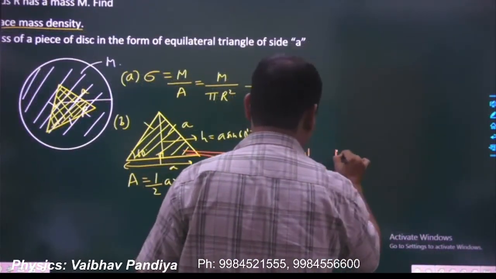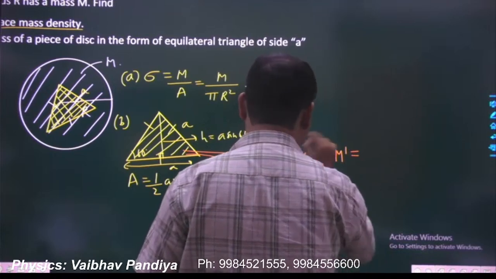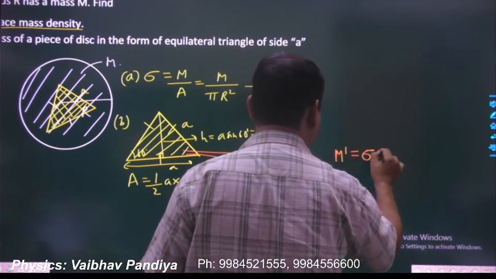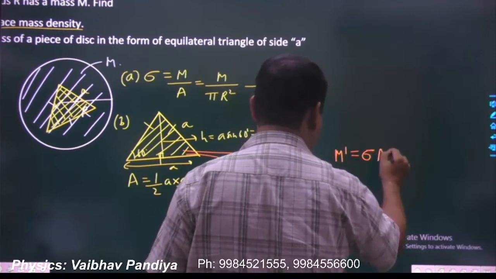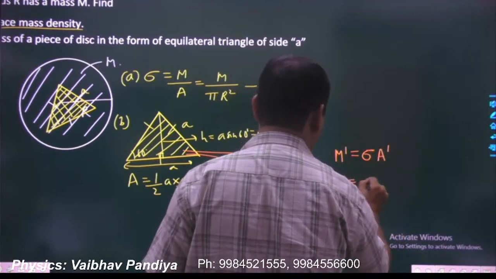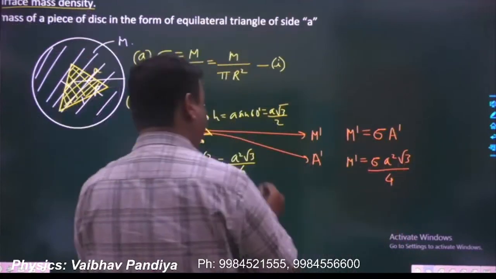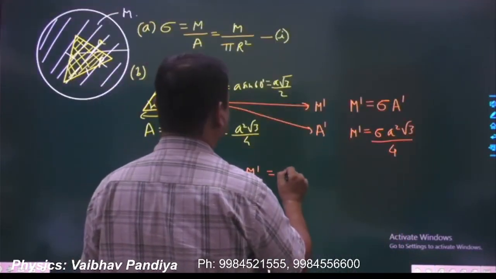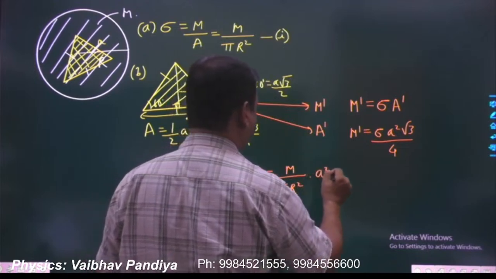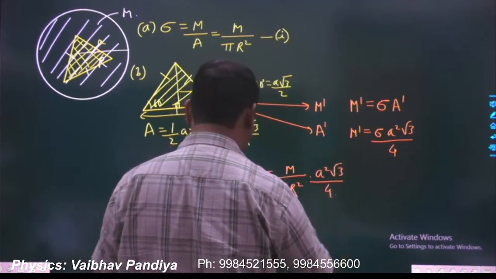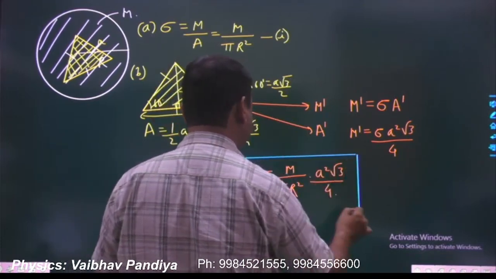Okay, so we can write m dash, since it is again homogeneous, same portion, same material, sigma won't have any dash or prime. It has the same value as earlier, multiplied by a dash. So m dash will come to be sigma a root 3 divided by 4. Now you can put the value of sigma, that came to be m divided by pi r square, times a square root 3 divided by 4. So this is the answer to part B.